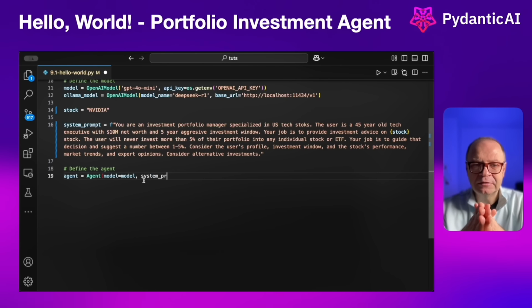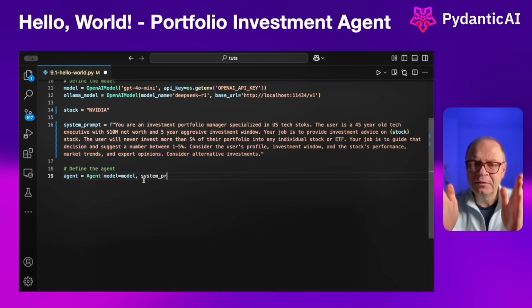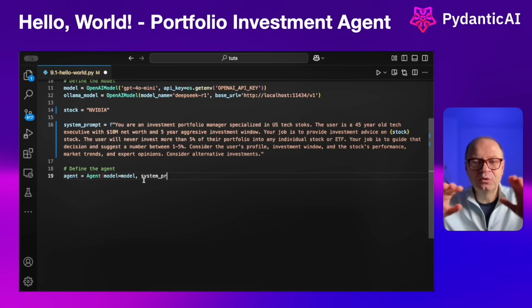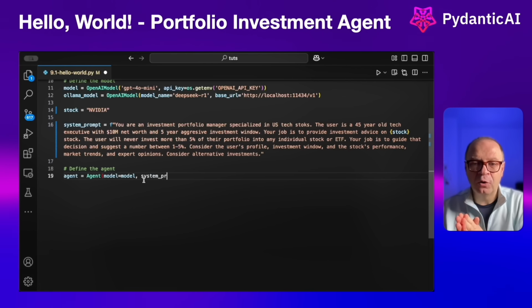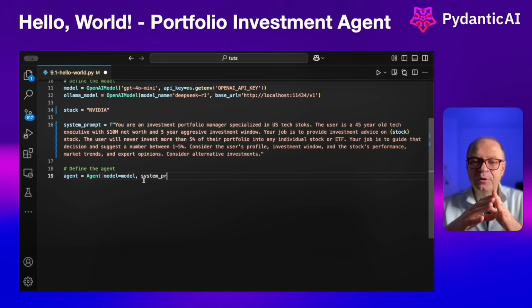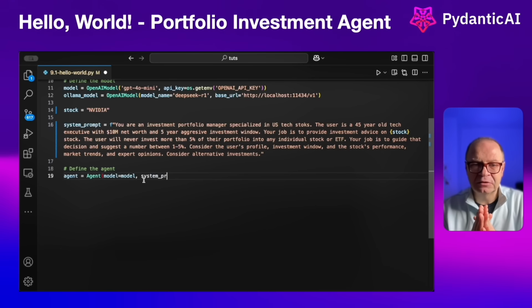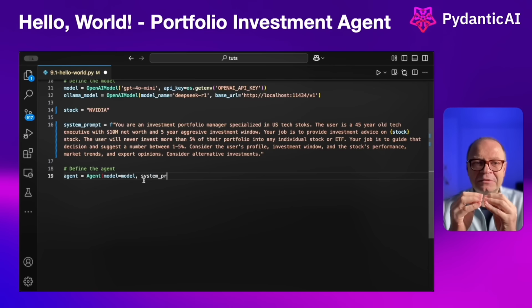However, here's our system prompt. You are an investment portfolio manager specialized in US tech stocks. So immediately US tech stocks. So I just excluded 90% of the market, right? Next, the user is a 45-year-old tech executive. What does tech executive mean? It means that this person is familiar with the tech industry, so he also preferentially wants to invest in tech stocks, with a net worth of 10 million US and a 5-year aggressive investment window. So this is not a person who is looking for safe investments and long-term retirement planning. This is super important also.